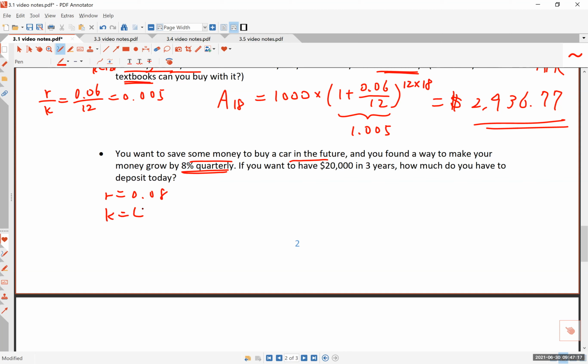Quarterly means K is 4, right? And you may as well find out this number, which is the rate per period. You notice here it's 2% every quarter. When they say 8% quarterly, that means 2% every quarter, supposedly adding up to 8%, but technically more than 8% for the year because of the exponential nature of the growth.